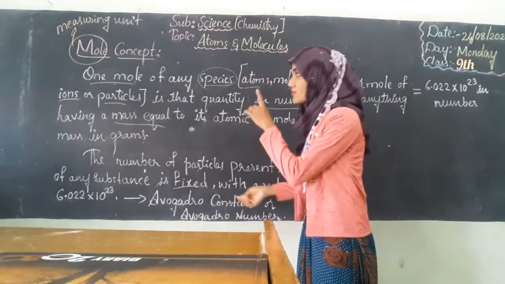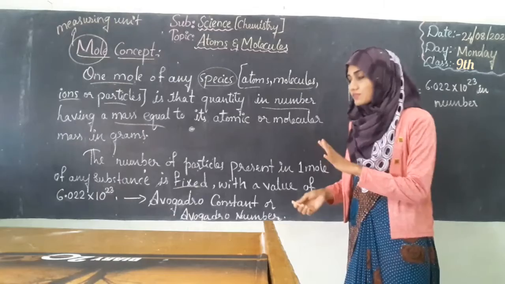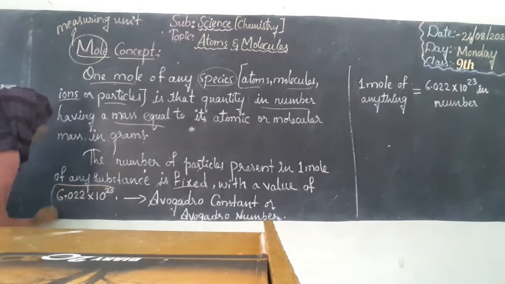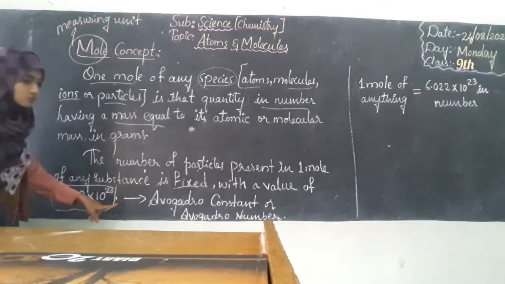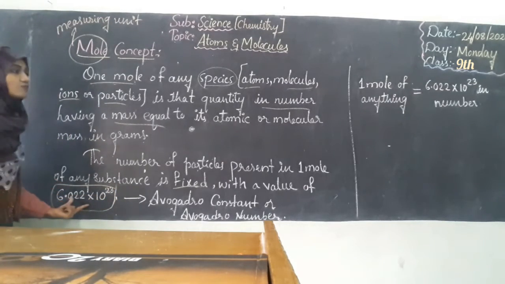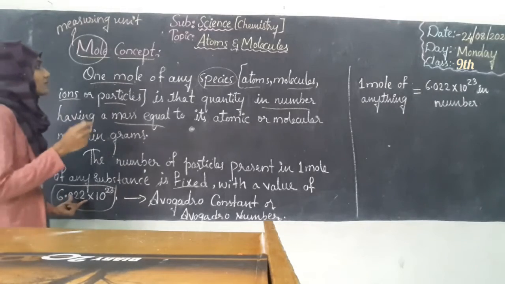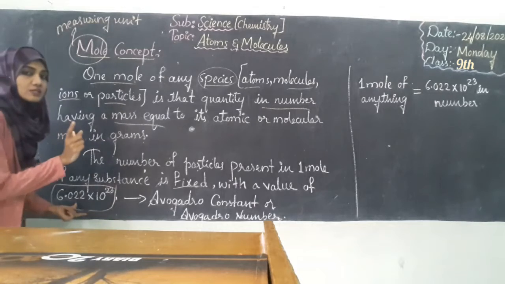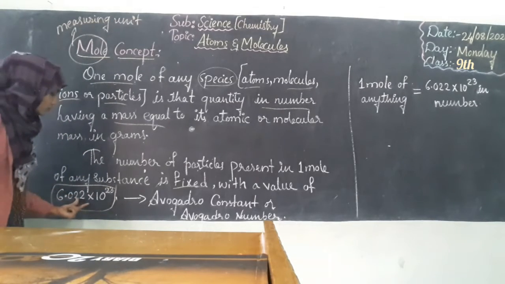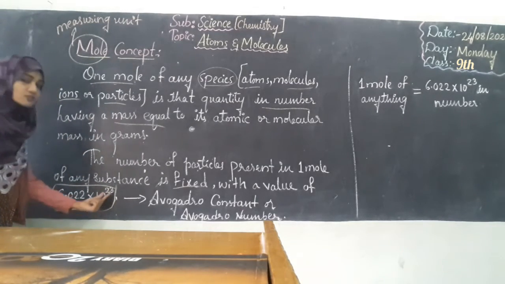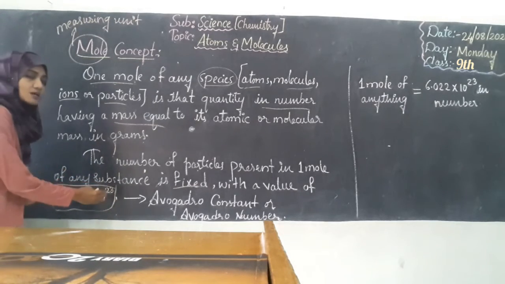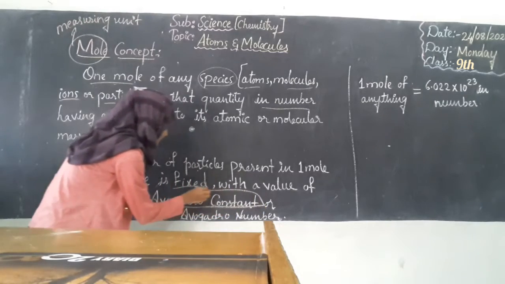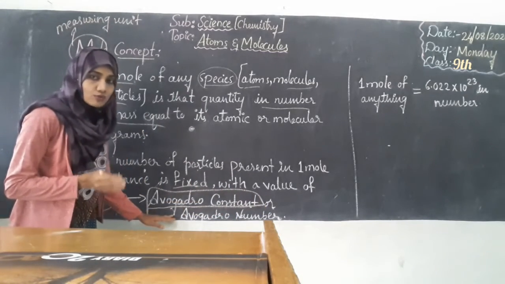This 1 mole, the molar number, has been fixed and it has a value of 6.022 multiplied by 10 to the power 23. So what is 1 mole equal to? 1 mole will be equal to 6.022 multiplied by 10 to the power 23. And students, this number is also called the Avogadro constant.